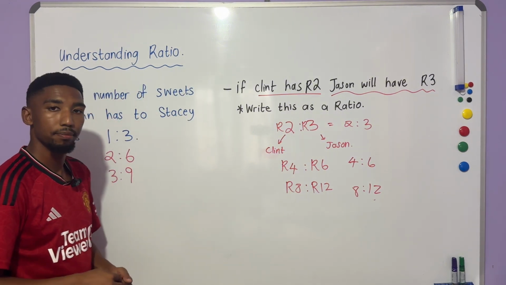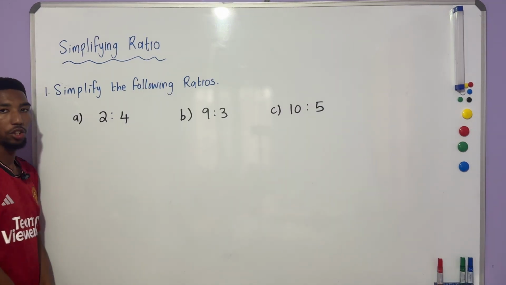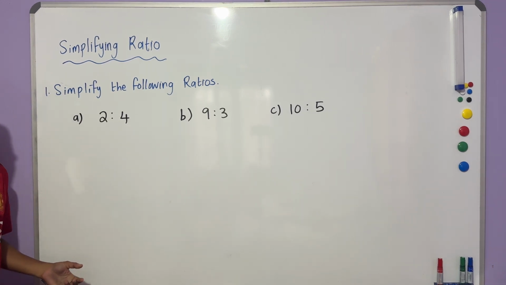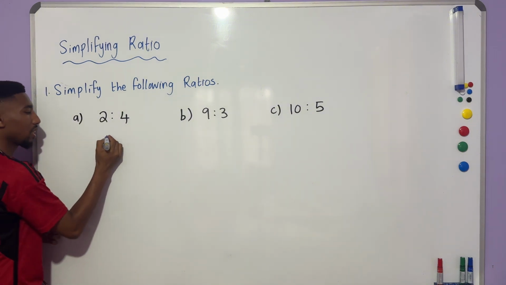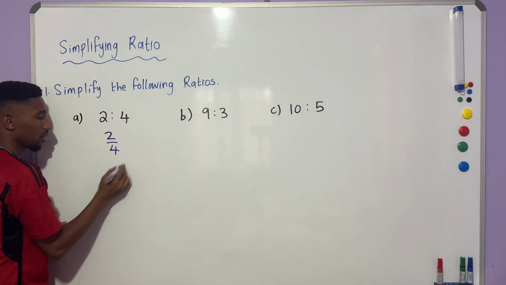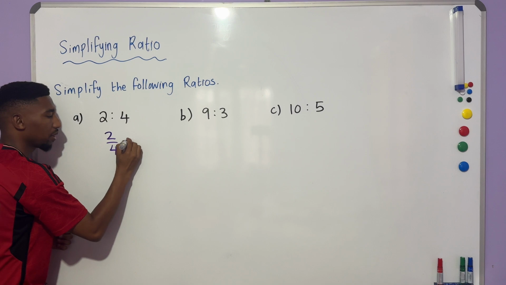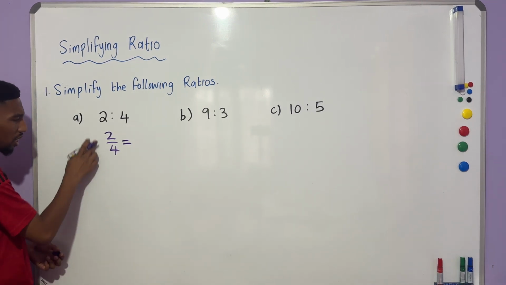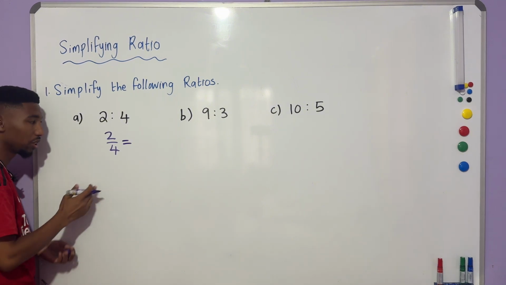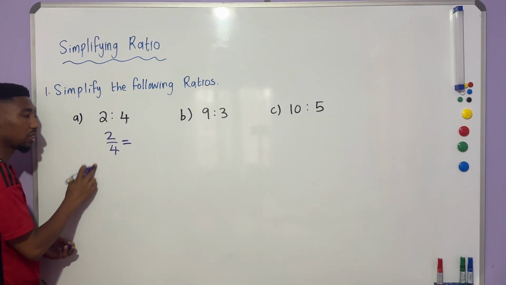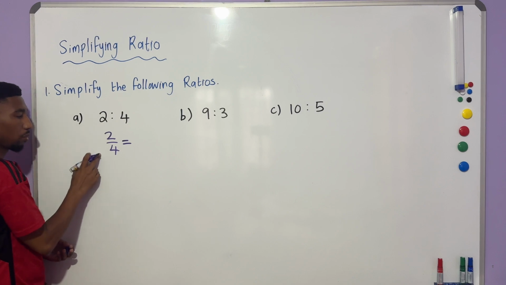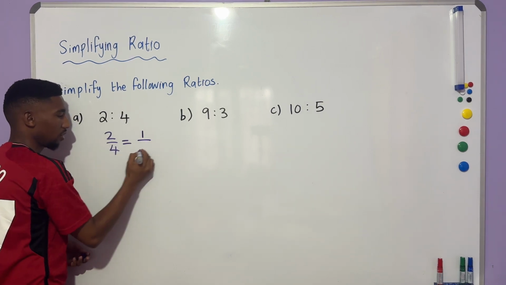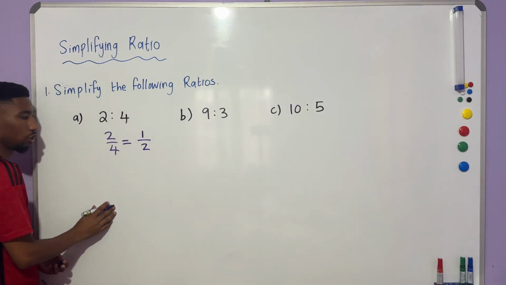Let's look at simplifying ratios. Here we have a ratio 2:4. What I do is I rewrite my ratio as a fraction, and then I simplify this fraction. How do we simplify a fraction again? You should know this. We look for the highest common factor between 2 and 4, which is 2, and we divide both the top and the bottom by 2. 2 divided by 2 is 1, and 4 divided by 2 is 2.